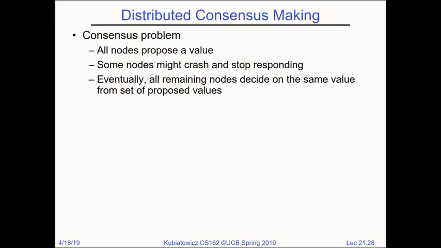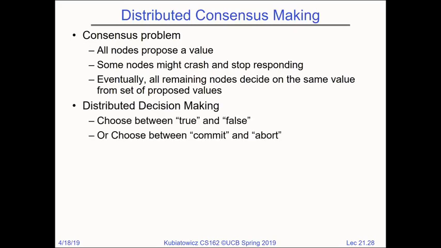That's a consensus. Now, what do we mean when we say distributed decision-making? Usually that says that you use some special values through your consensus. So like true and false. The distributed decision is: is this true or false? Or is this a commit or abort? That's a decision being made by everybody proposing values that the consensus algorithm then chooses one amongst them. Okay?